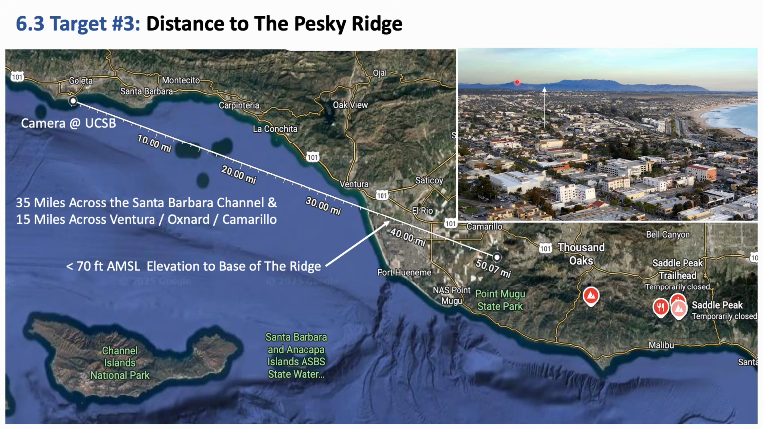This is Conejo Peak here. Saddle Peak, which is in the background when we're viewing the Pesky Ridge, is way down here above Malibu. That's 72 miles.